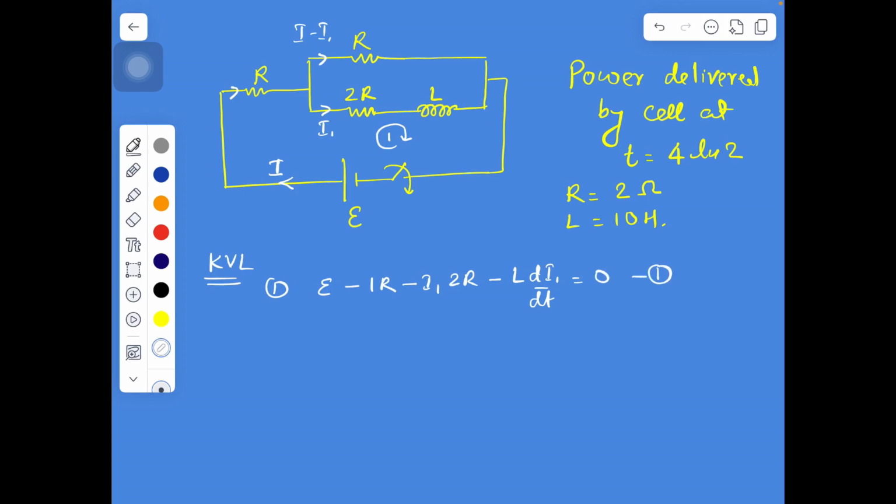Now we'll write KVL for loop 2. Loop 2 will be this bigger loop like this. So for loop 2, let's write the same KVL. It is E minus IR minus, here the current in the upper branch is I minus I1, times R, equal to 0, second equation.